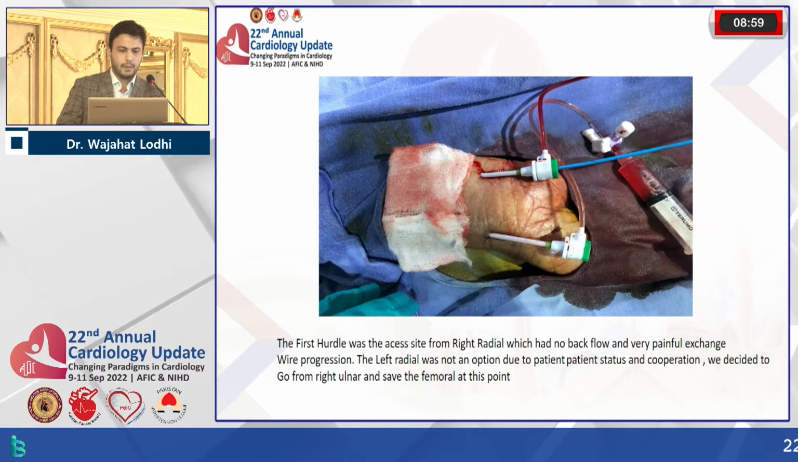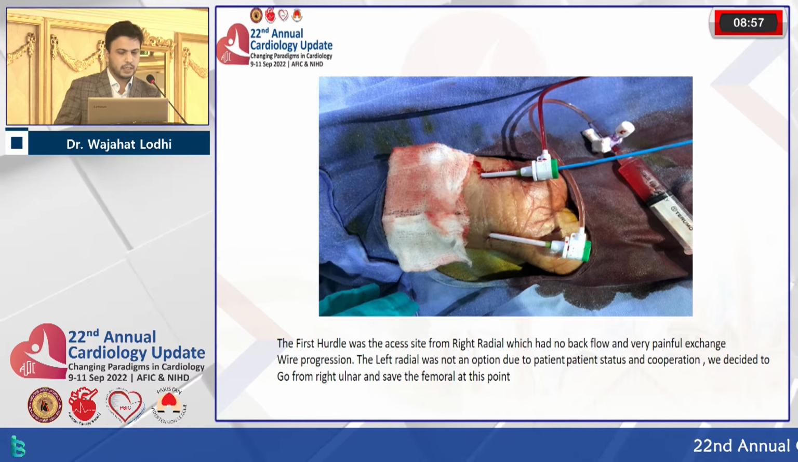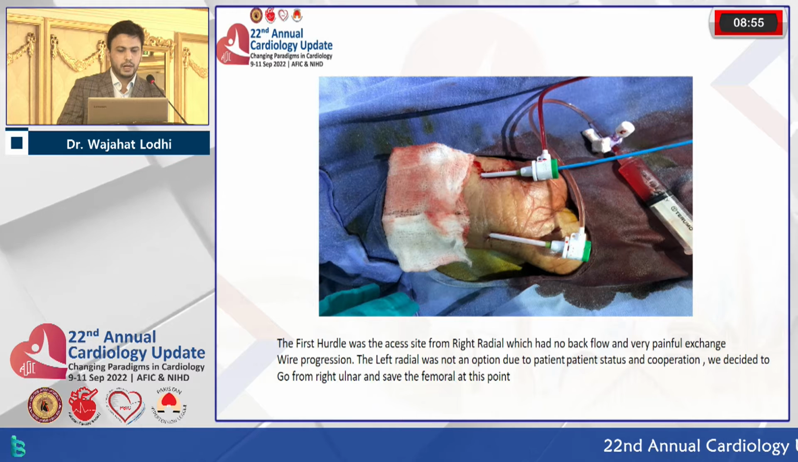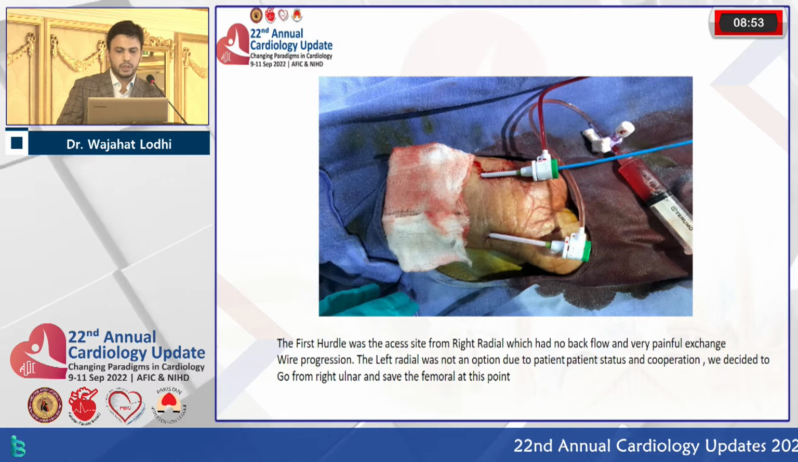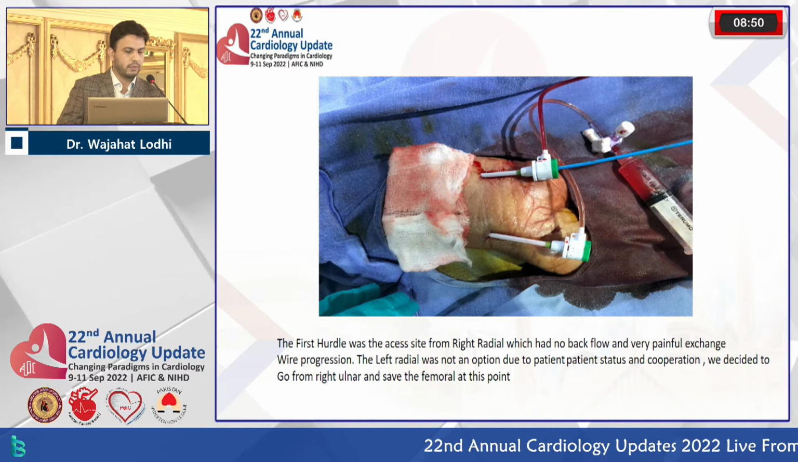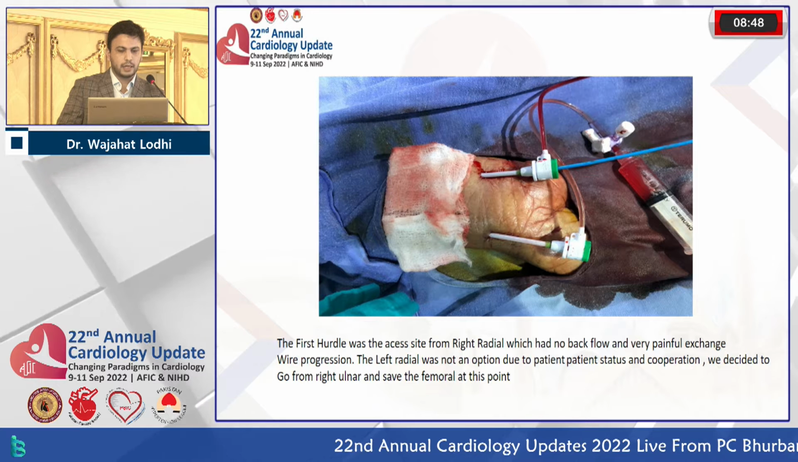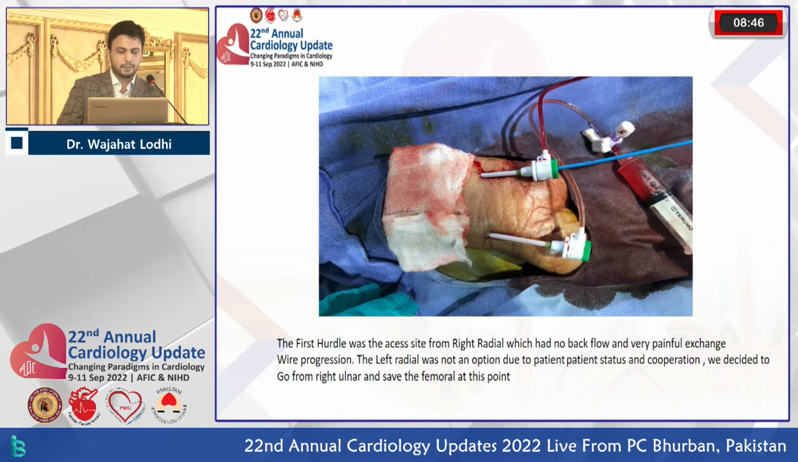So considering the patient's irritability and procedural complexity, a coronary angiogram was planned with a high-risk consent and anesthesia cover was sought. And this is the first hurdle that we encountered. The radial artery was punctured, the flow was good, but for some reason we were having trouble with wire progression of the J wire. And we decided to go for the right ulnar at the same time.